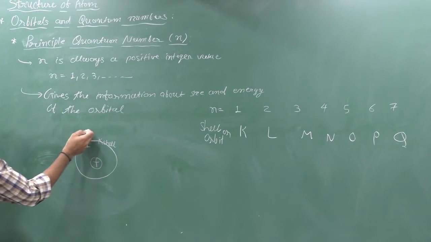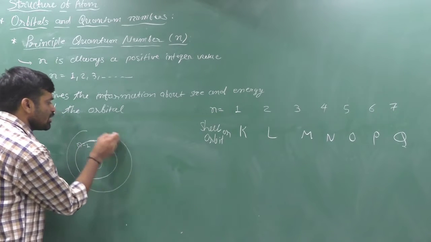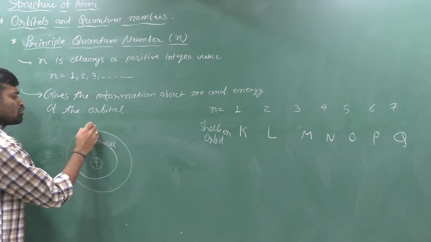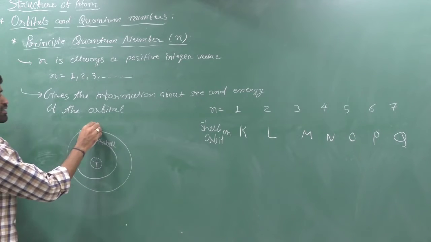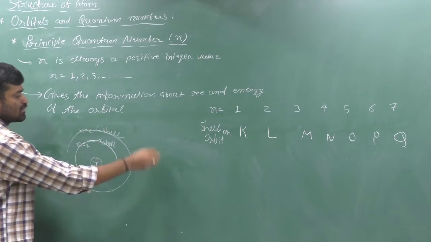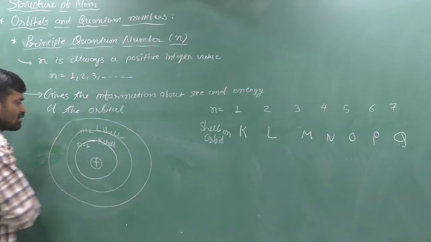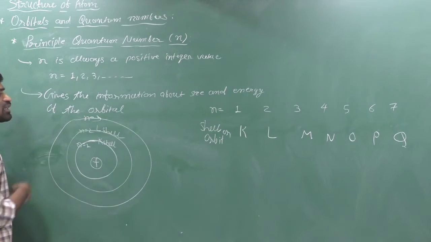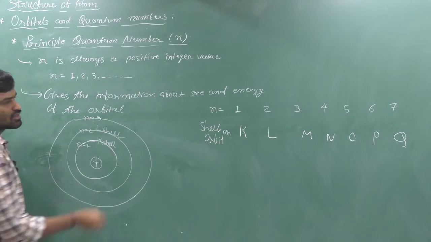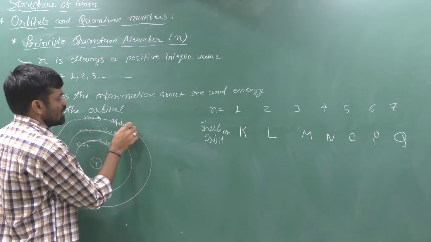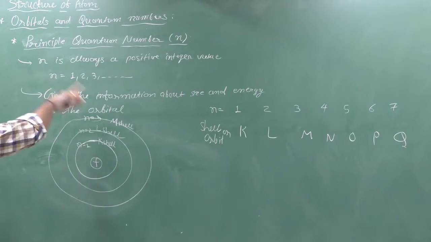Suppose the second energy level in an atom, then in the second energy level n is equal to 2. It is known as the L shell. Suppose this is the third energy level, n is equal to 3, it is known as the M shell. K, L, M, N. If it is the fourth, then n is equal to 4, 5, 6 and so on.